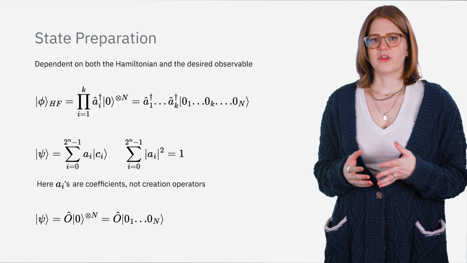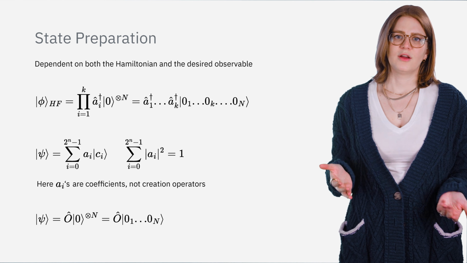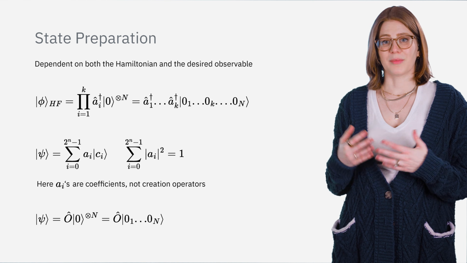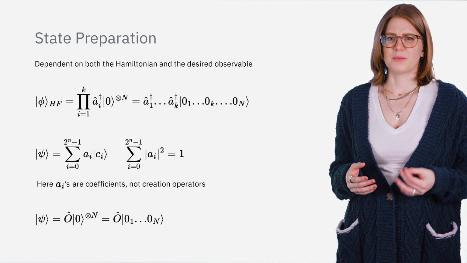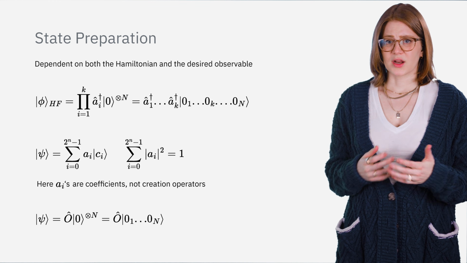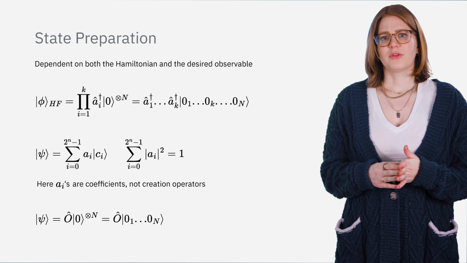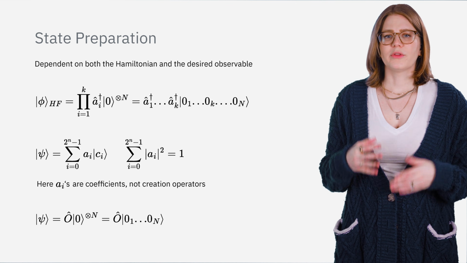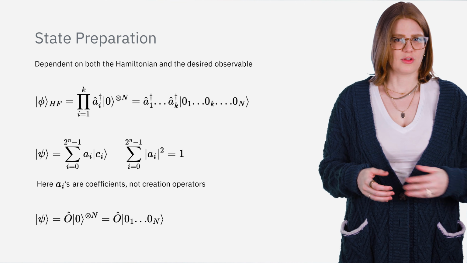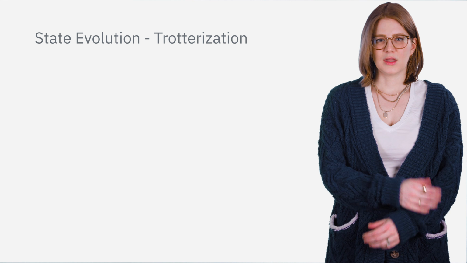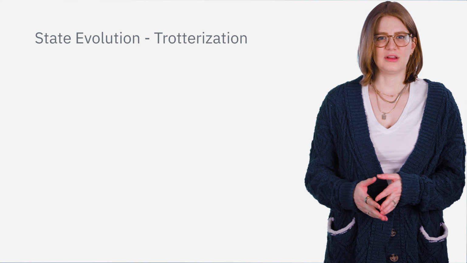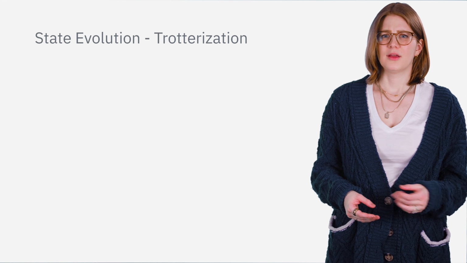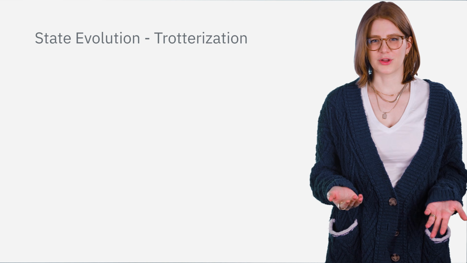Oftentimes, we are interested in a specific initial state for the system, and its preparation can be implemented with a reasonable amount of resources. Product states, for example, in which the qubits are not entangled with each other, only require single qubit operations. Now, we haven't actually had the opportunity to talk about trotterization yet, though some of you are probably already familiar with it.